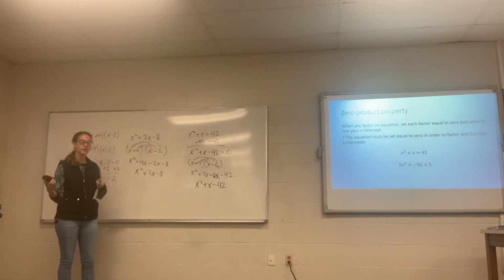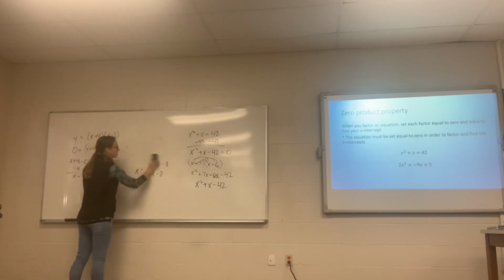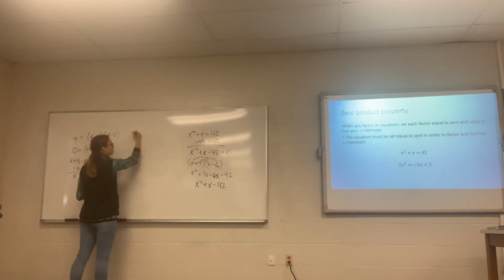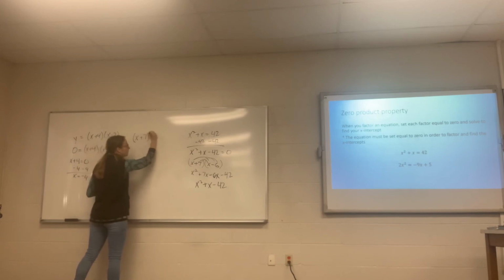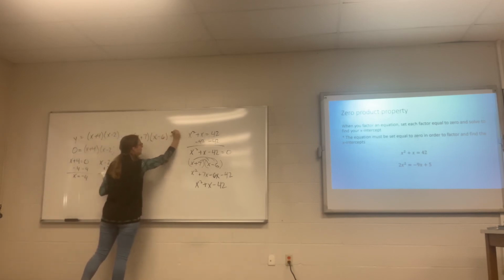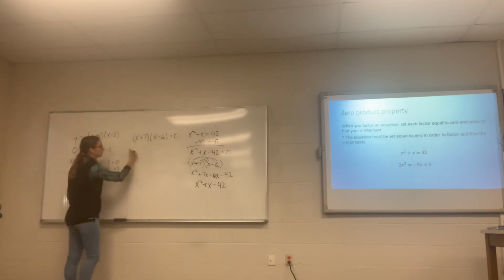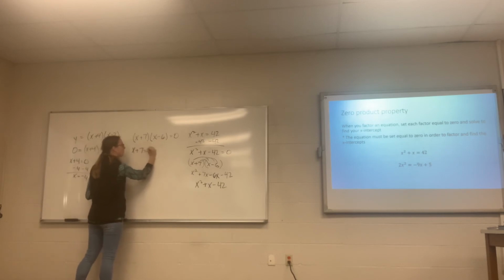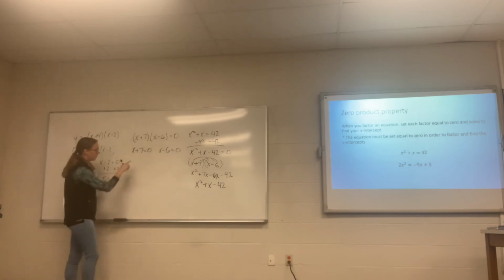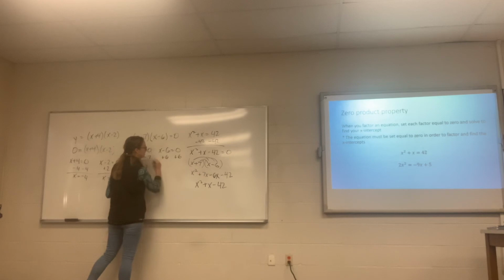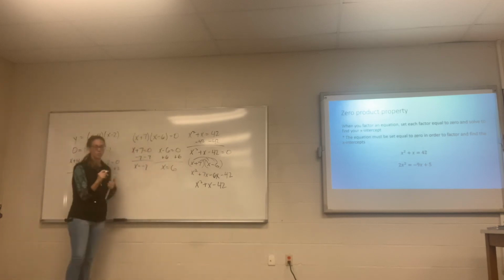Okay, so we're actually trying to solve for our x-intercepts, so we're not done yet. We factored it, but now we need to do this last step. Our factors are x plus 7 times x minus 6, and that's set equal to 0. So now I can set each factor equal to 0: x plus 7 equals 0, and x minus 6 equals 0. From here, for this one first, I can subtract my 7, so x equals negative 7. Over here, I can add my 6, so my x is going to equal positive 6.